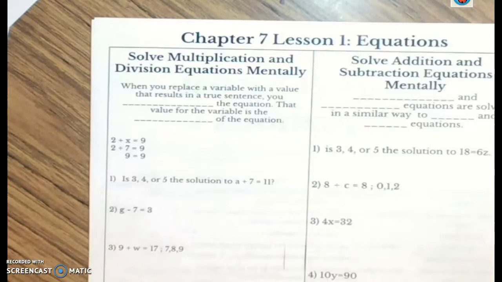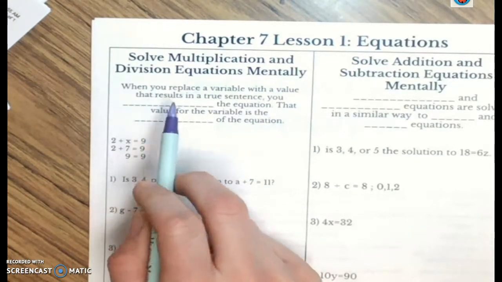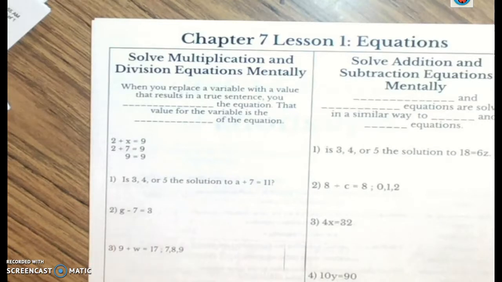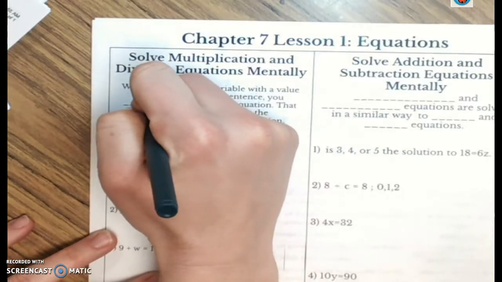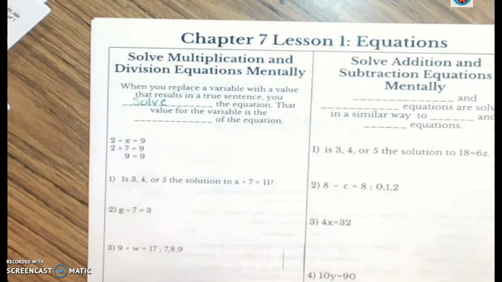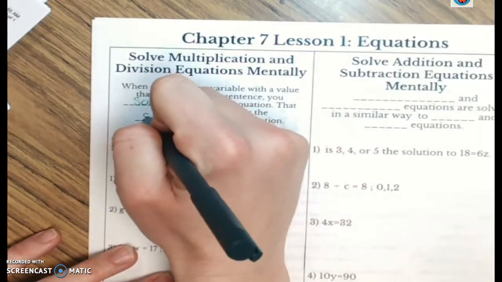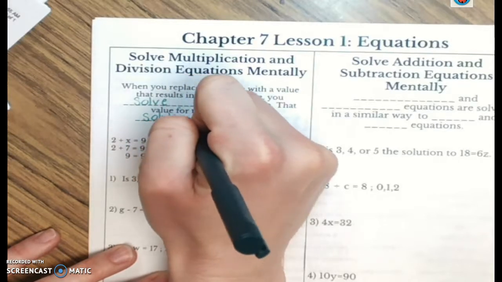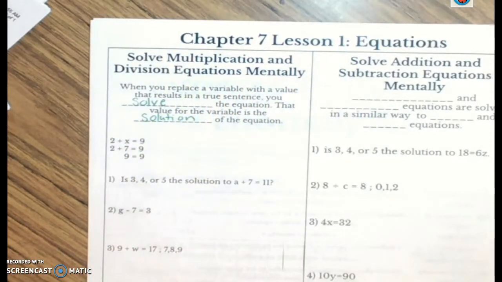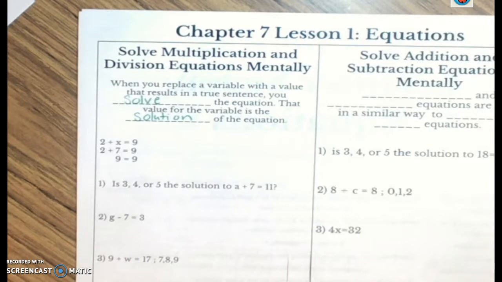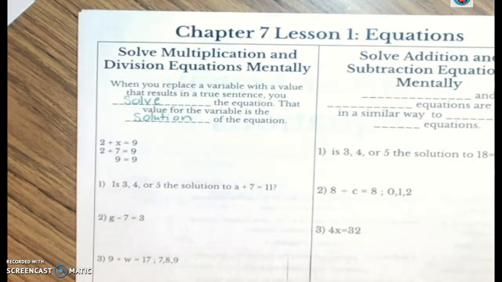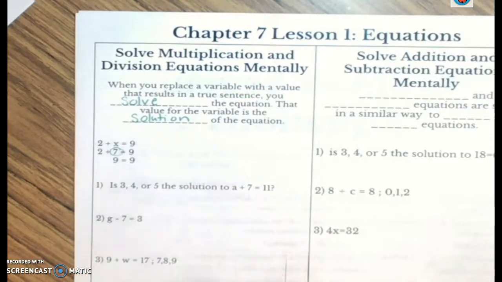We're going to be talking lesson one. It's called equations. And the first section is solve multiplication and division equations mentally. When you replace a variable with a value that results in a true sentence, you solve the equation. That value for the variable is the solution of the equation. So all you're going to do, they're going to give you a problem that looks like 2 plus x equals 9, and you have to mentally think, oh, 2 plus 7 is 9. So you plug 7 in.